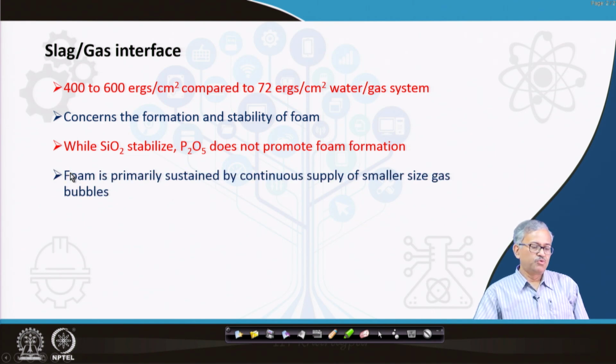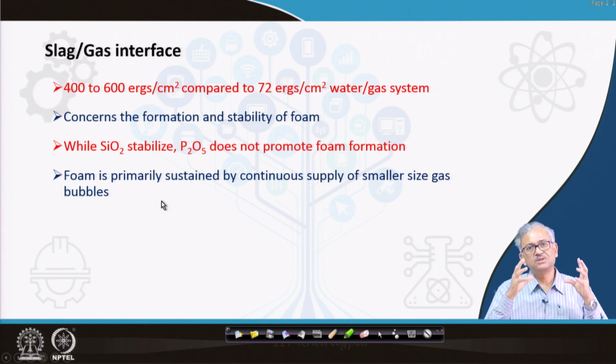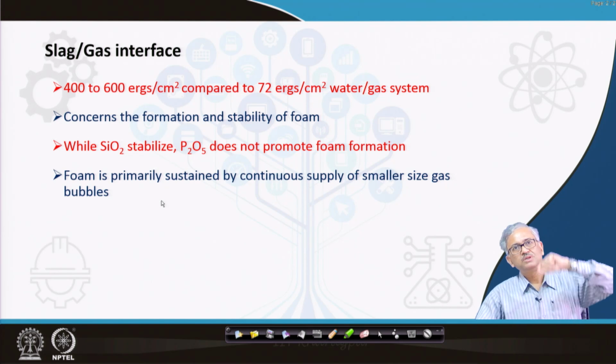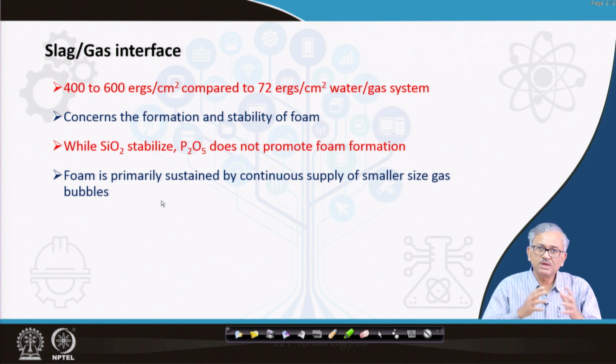And finally, the foam is primarily sustained by the continuous supply of small size bubbles, because in the foam at steady state you require a large amount of bubbles that sustain the foam by buoyancy. So you need a continuous supply, because when the gas comes, the bubbles escape to the atmosphere, so you have to continuously supply CO bubbles into the phase. As long as CO bubbles are there, the foam is stabilized as well as the emulsion is stabilized. When the foam collapses, the emulsion will also collapse.